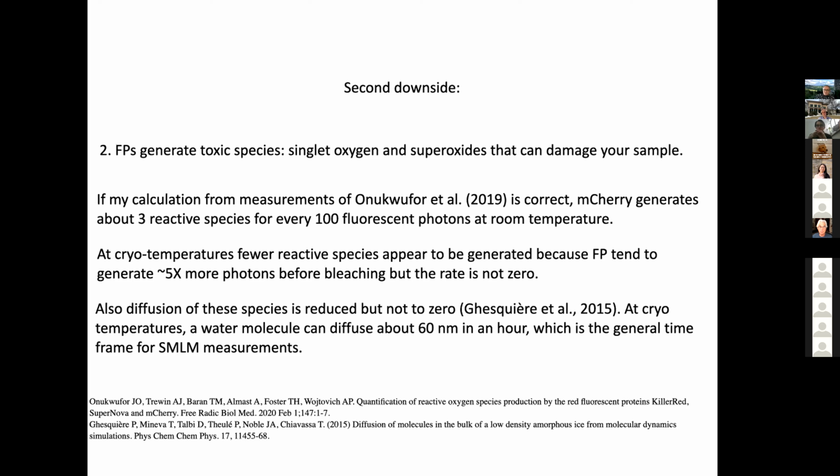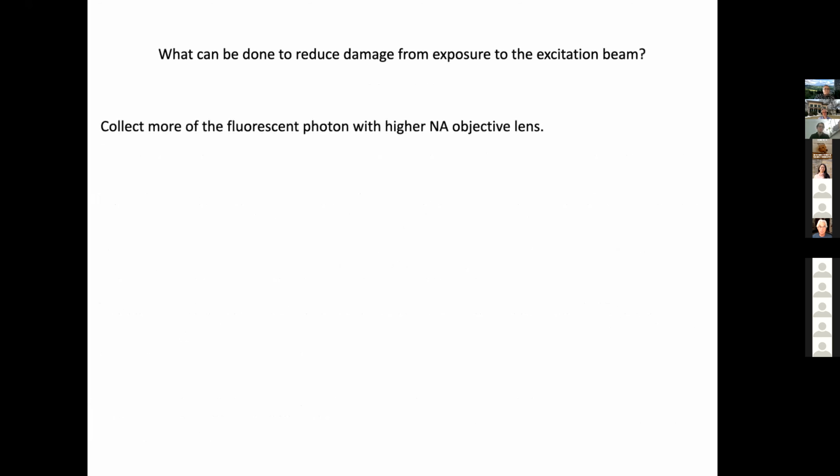So if that's your way of identifying your target molecule, it might be nice for someone to actually find out if that's a real problem or not. People suppose it's not, but as I say, no one's checked. So what can be done to reduce the exposure from the excitation beam? Well, collect more fluorescent photons with a higher numerical aperture objective lens.